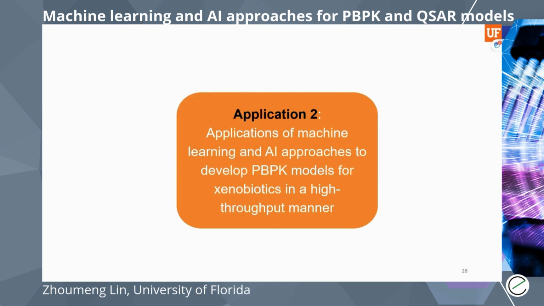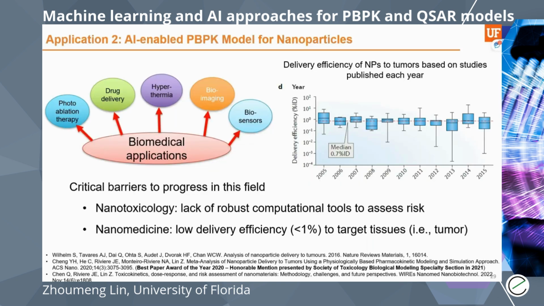The next application is to show how we use machine learning models to build an entire PBPK model that not only can predict the plasma half-life, but also the entire kinetic profile. And in this example, we focus on nanoparticles. Nanoparticles have many biomedical applications. They can also be used in consumer products. However, in that field, there are some challenges.